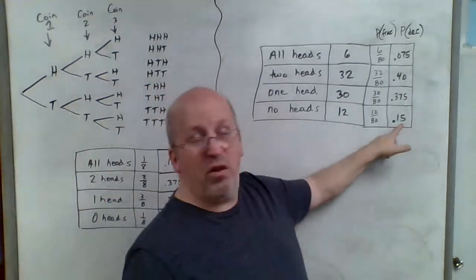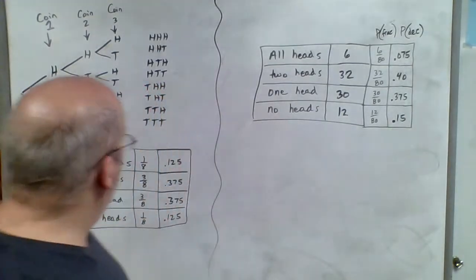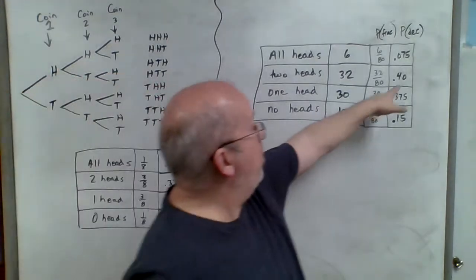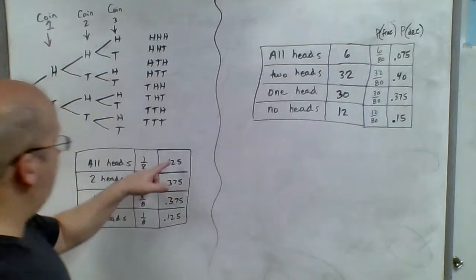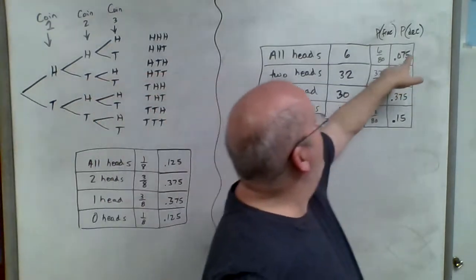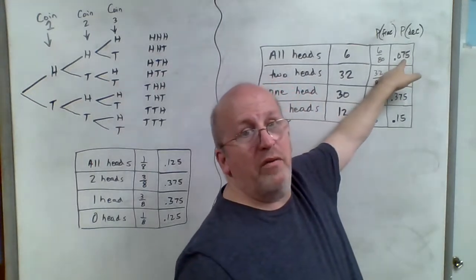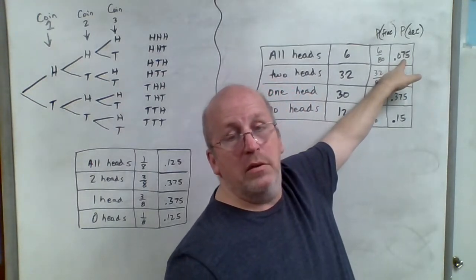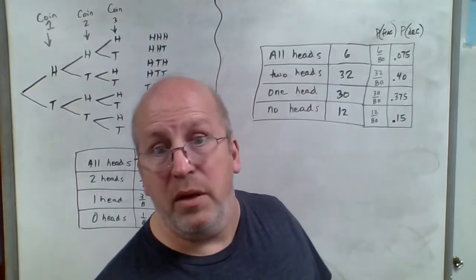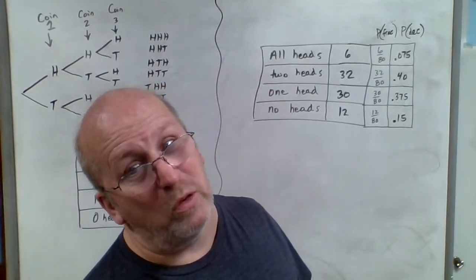0.125 is a very close number to 0.15. And right here, 0.375, 0.37 is pretty close to 0.40. But this one's kind of far off. 0.125, 0.12 is pretty far off when compared to 0.07. So do experimental probabilities and theoretical probabilities have to match up? No, they don't.